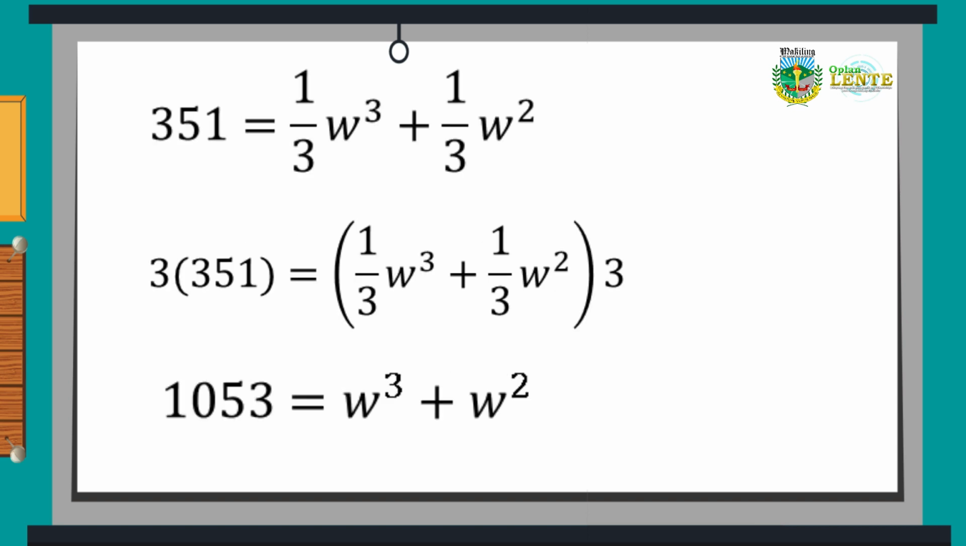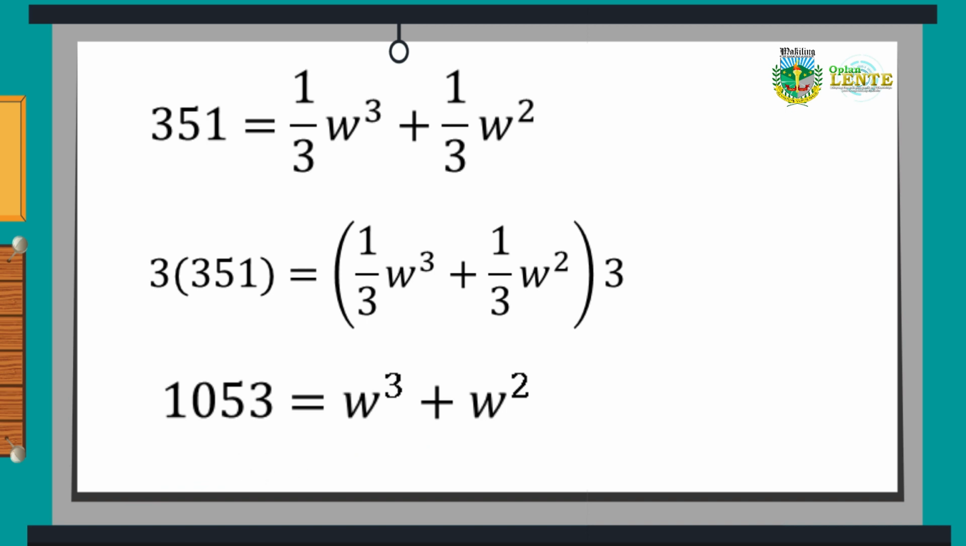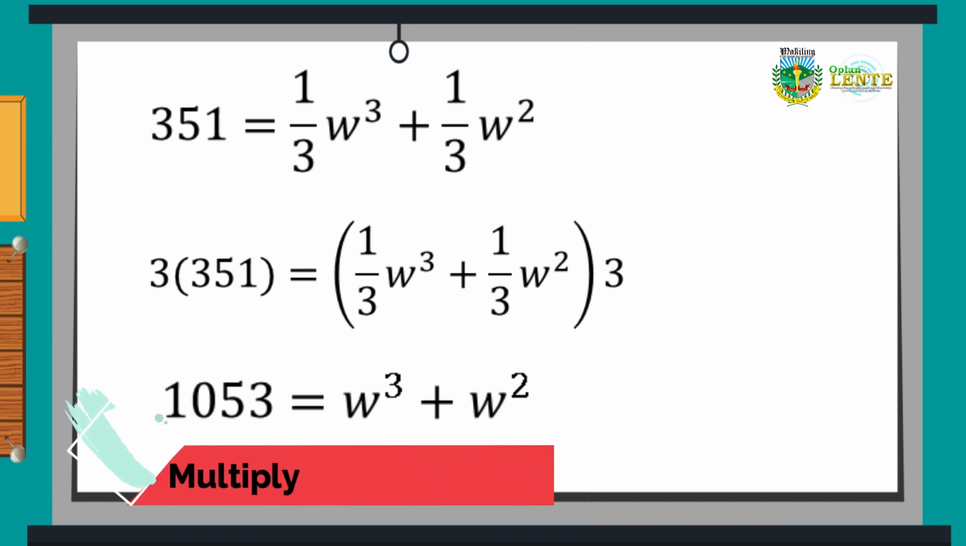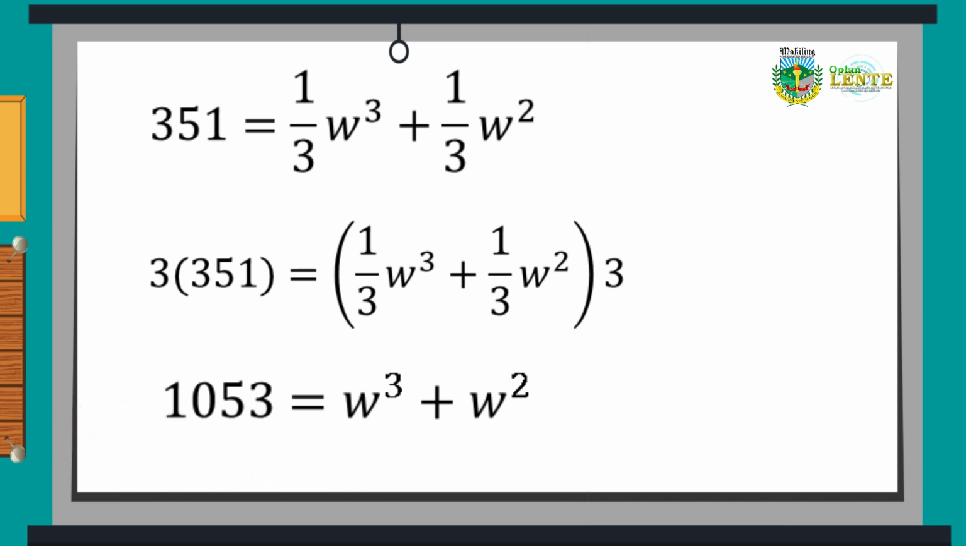Last, let us substitute 351 for volume. And we have now 351 is equal to 1/3 W cubed plus 4/3 W squared. Next, remove some fractions by multiplying both sides with the GCF of our denominators. Now, since we have similar fractions with denominator 3, let us multiply by 3. And the result is 1053 equals W cubed plus 4W squared.